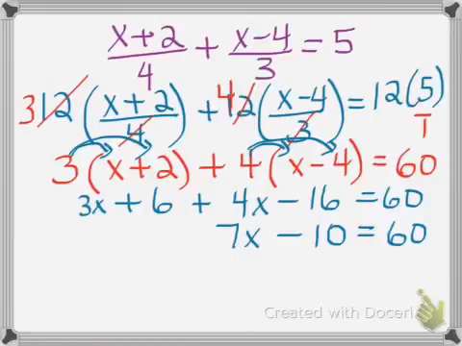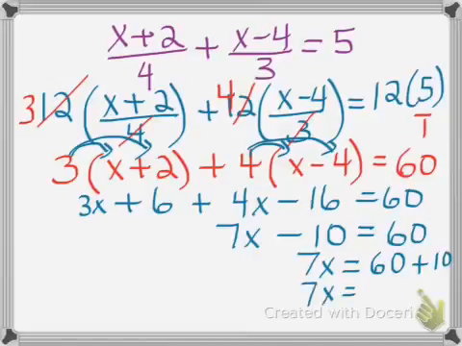Now I'm going to move the minus 10 over to the other side and add it to the 60. 7x will stay. 60 gets a minus 10. So now it's a plus 10. 7x = 70. And the last step is to get the x by itself. To remove the 7, you must do the opposite of times. It's divide. So it's x = 70 divided by 7, which is 10.